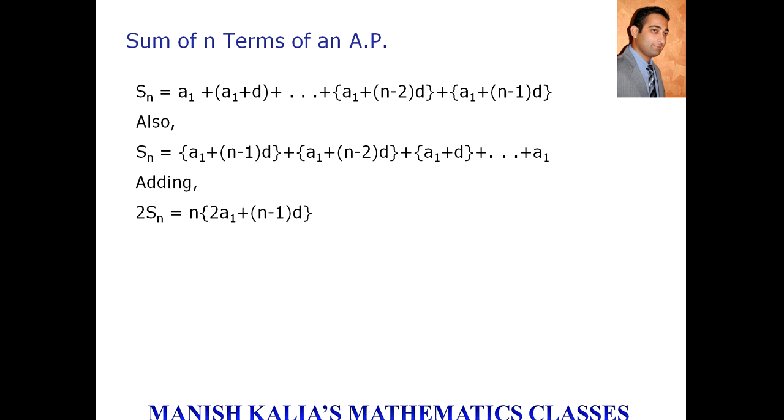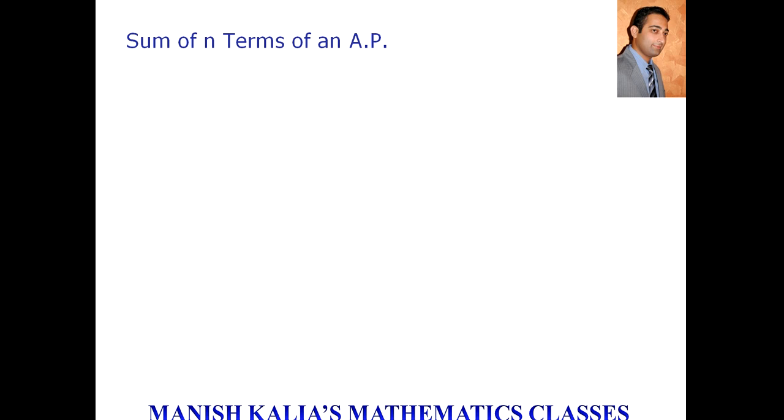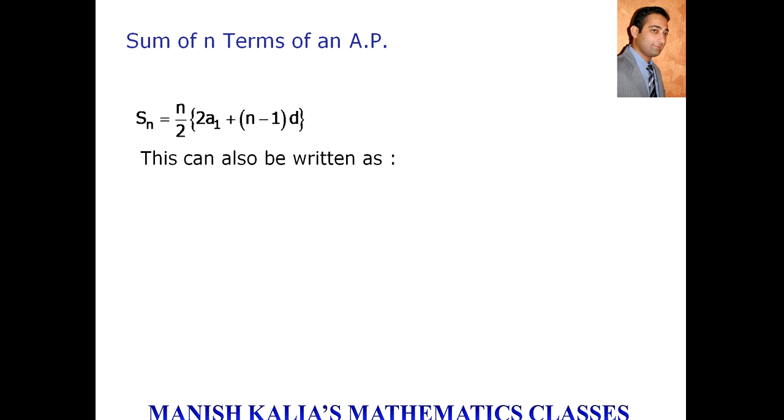Since all the terms of this sequence are the same, we can multiply by the number of terms. So for finding the sum, we add the two sequences, first in the same order and second in reverse order. We get 2Sn equal to n into 2a plus n minus 1 into d. Dividing both sides by 2, we get the sum of an AP: Sn equal to n by 2, 2a plus n minus 1 into d.